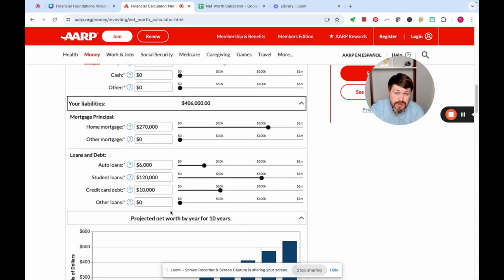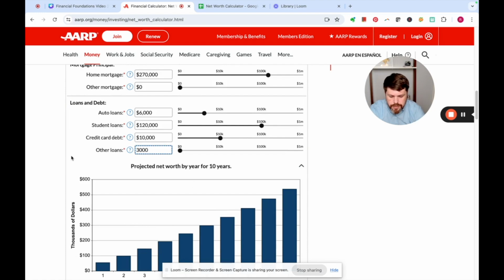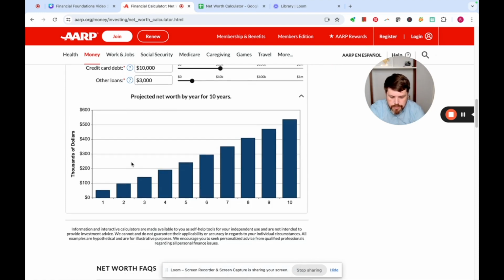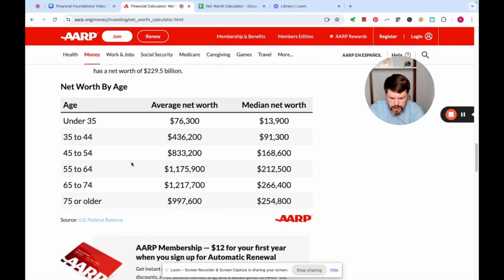Student loans, let's say we have $120,000. It's very common in the private practice space for therapists to have student loans that they're still paying off. And so that would be very common. Let's say there's a $10,000 credit loan, and let's say we owe our parents like $3,000 or something like that. And then we would put that there. And from there, we will get our net worth.